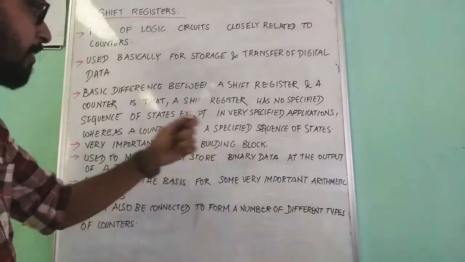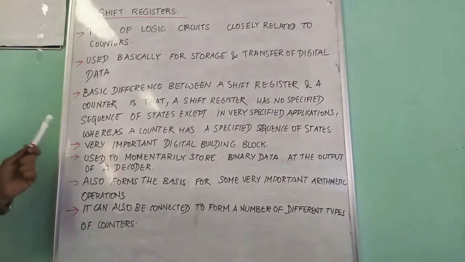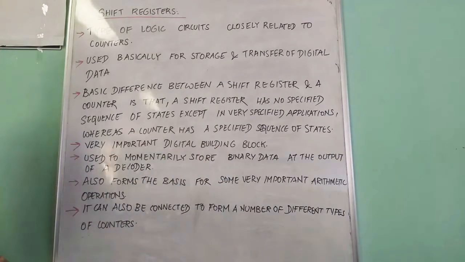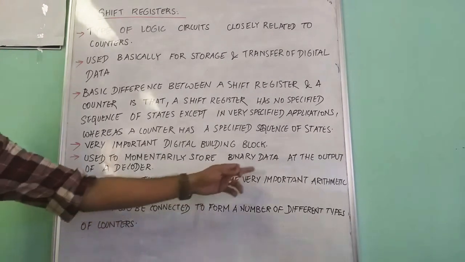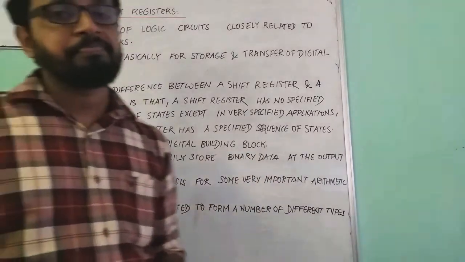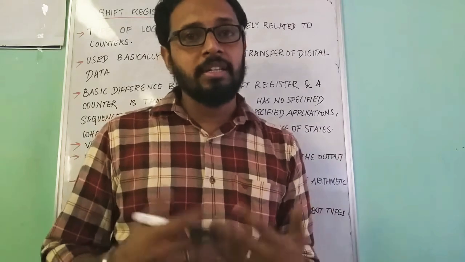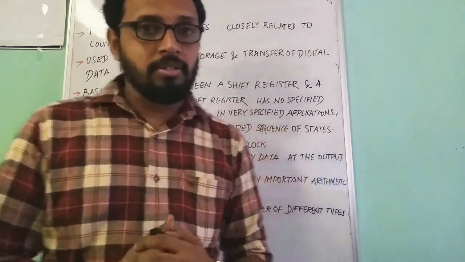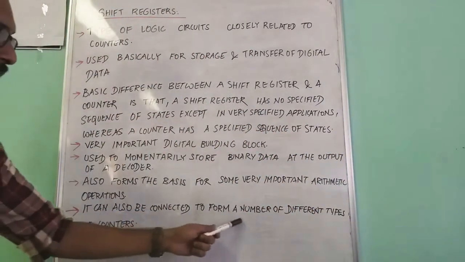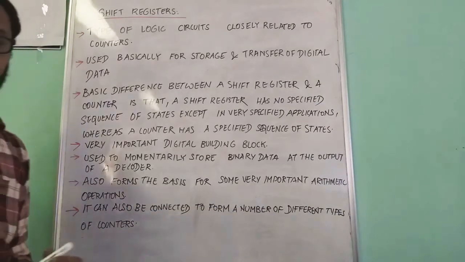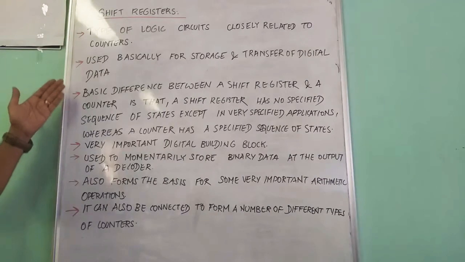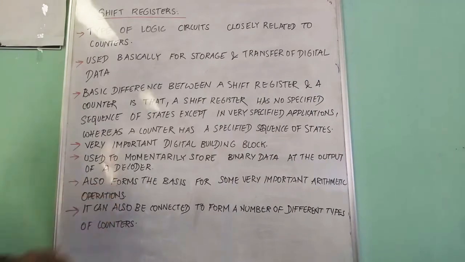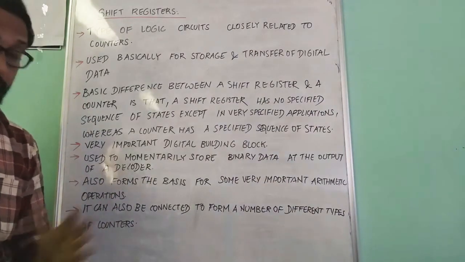Shift registers are a very important digital building block, used to momentarily store binary data at the output of a decoder. Also, they form the basis for some very important arithmetic operations. Usually complementation, multiplication, and division are performed in certain circuits with the help of shift registers. They can also be connected to form a number of different types of counters. These are the basic differences between counters and shift registers, and also some of the applications of shift registers.